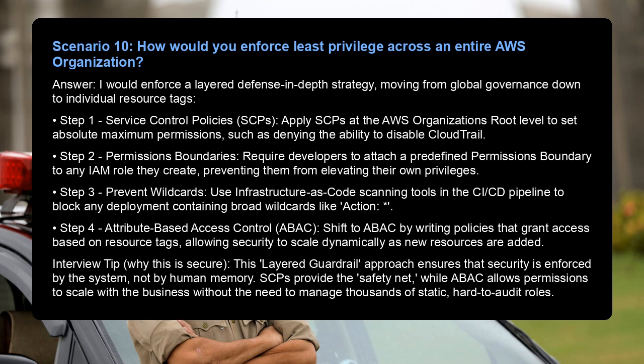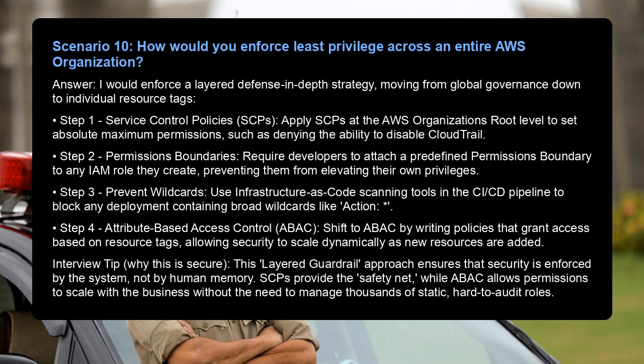Use infrastructure as code scanning tools in the CI/CD pipeline to block any deployment containing broad wildcards like Action:*. Step 4. Attribute-based access control, ABAC. Shift to ABAC by writing policies that grant access based on resource tags, allowing security to scale dynamically as new resources are added.